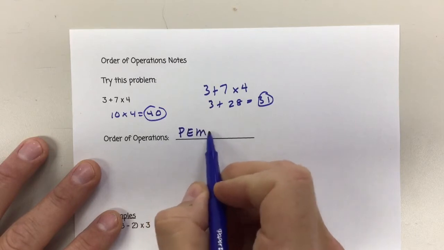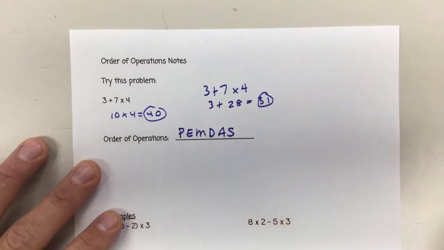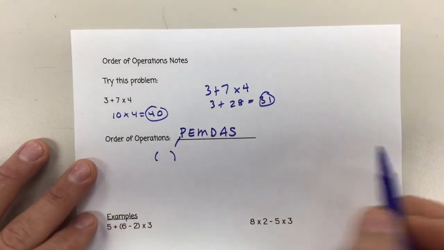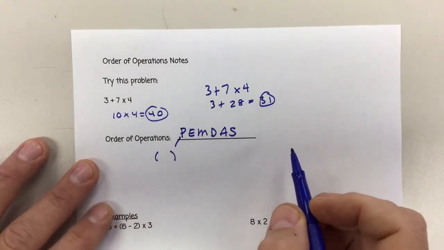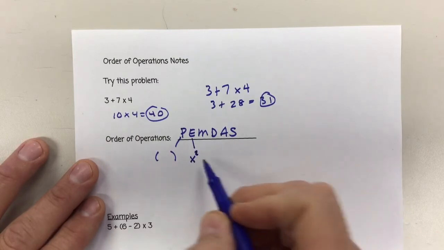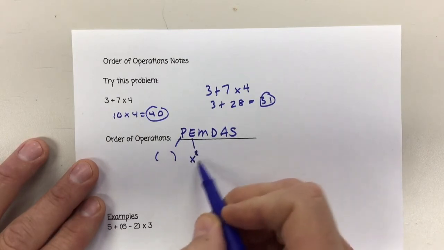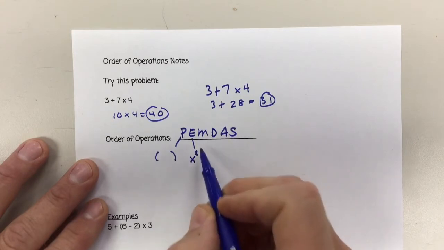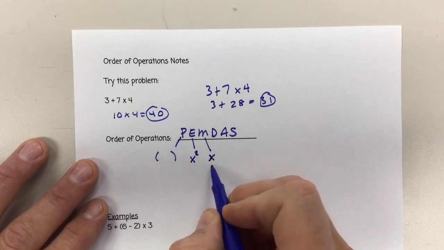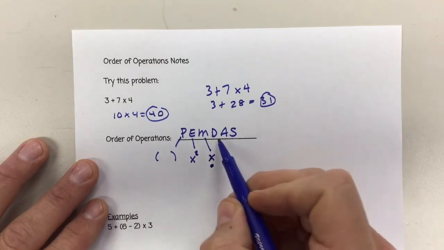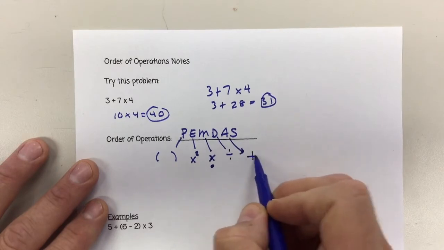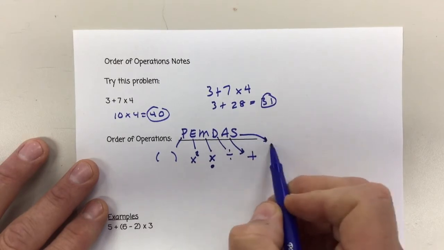Now, the order of operations is very simple. There's a word to help you remember, and that word is PEMDAS, where the P stands for parentheses, meaning in any problem you always do the parentheses first. E stands for exponents, like x squared. In any problem, exponents would come after parentheses. M stands for multiplication, which in algebra will be a dot most of the time. D stands for division. A stands for addition, and the S stands for subtraction.